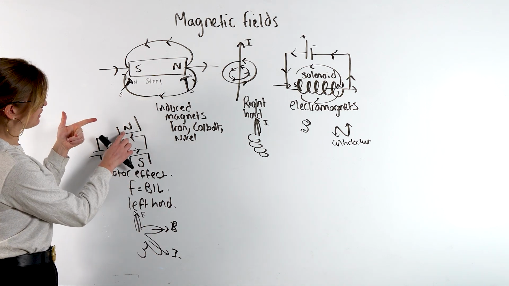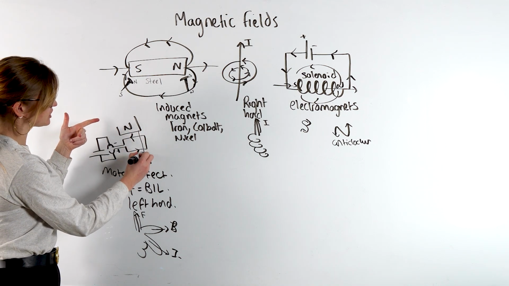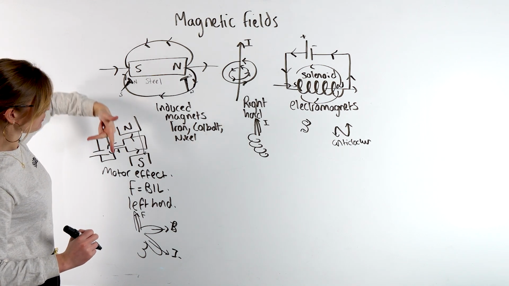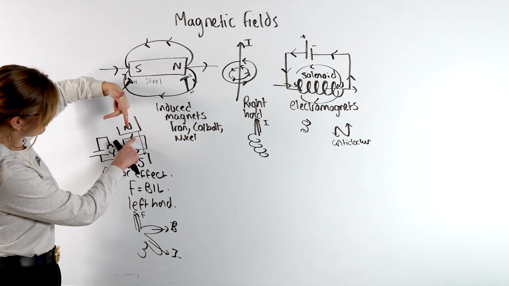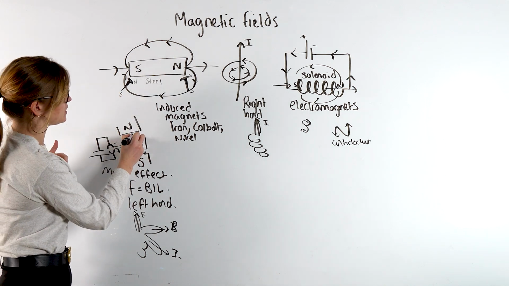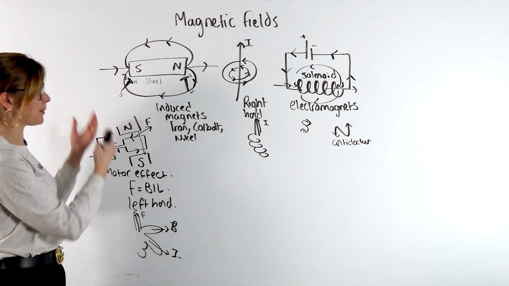So here I've got magnetic field going from north to south. So I move my left hand to have my magnetic field going from north to south. My current finger in this part of the wire is going in that direction. So the force here is going to come up and out. So this wire is going to have a force on it pushing it up and out.